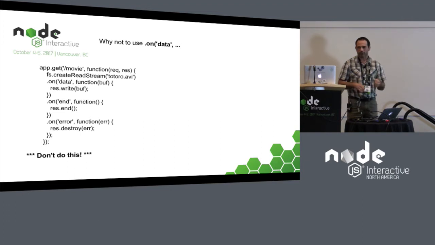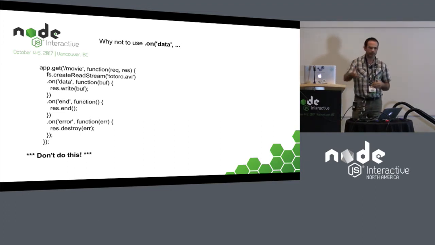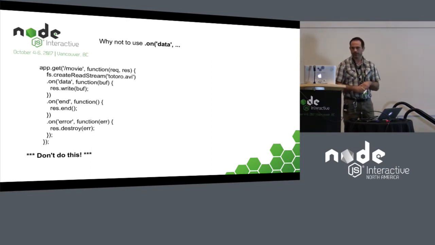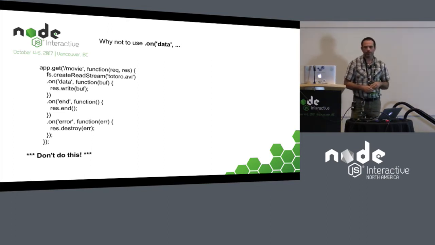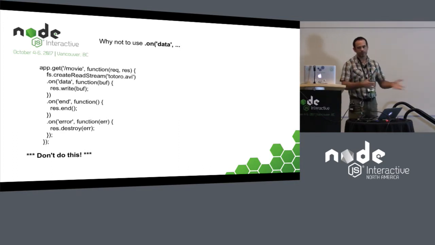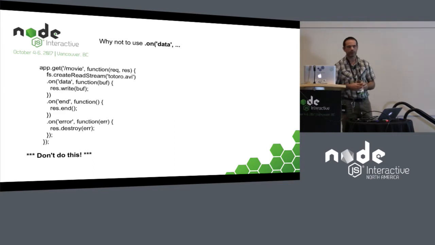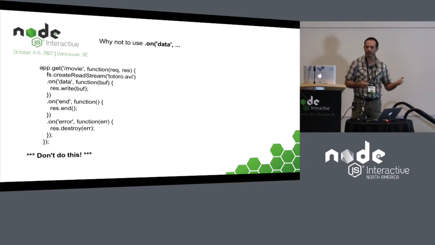So every time you attach an on data to the file read stream, and every time some buffer gets read off disk and arrives in Node, you write it out to the client. When you receive the end event, that means there's no more data to come from disk. So you end the HTTP response. And you also deal with errors.